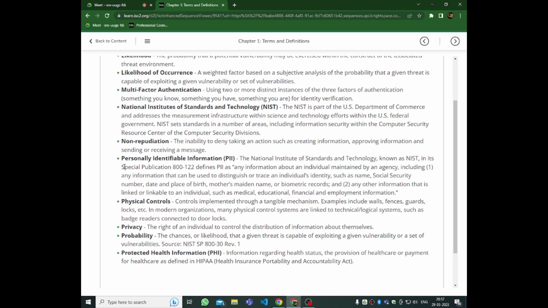Next is personally identifiable information. The National Institute of Standards and Technology, known as NIST, in its special publication 800-122 defines PII as any information.